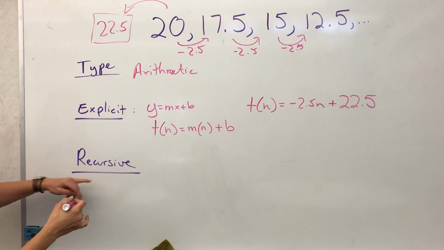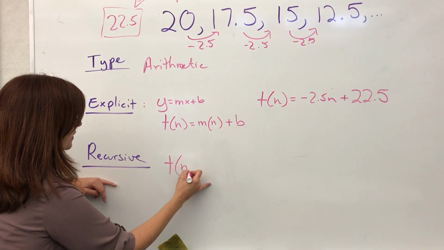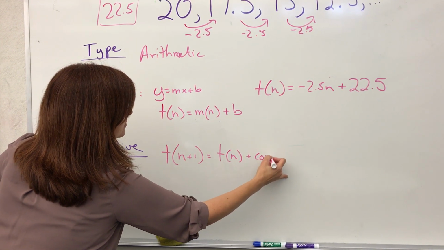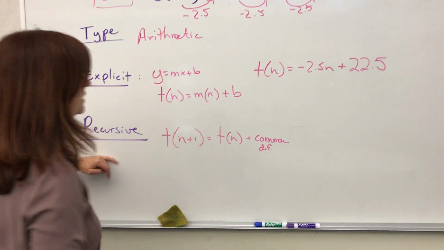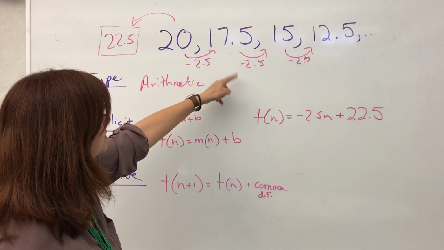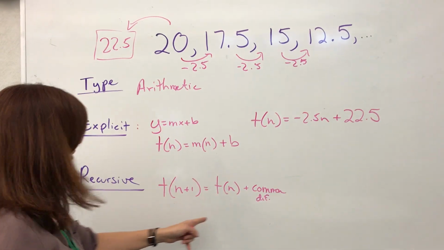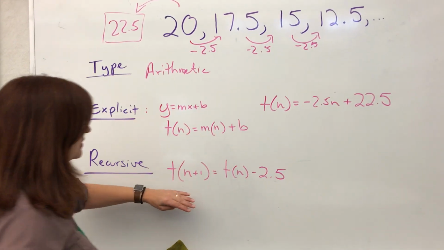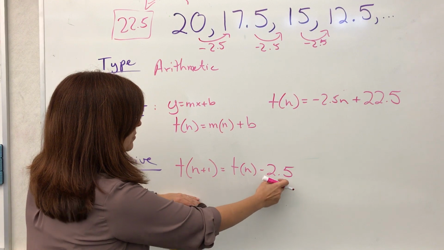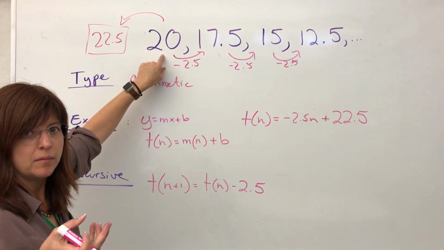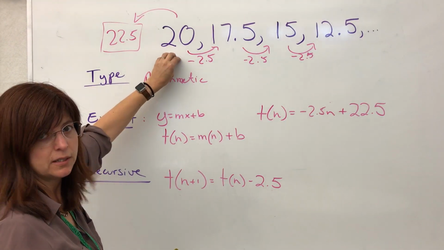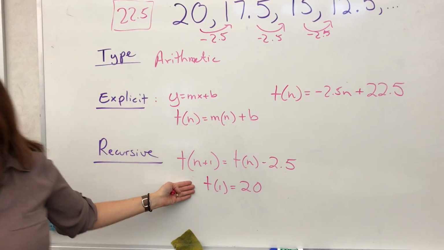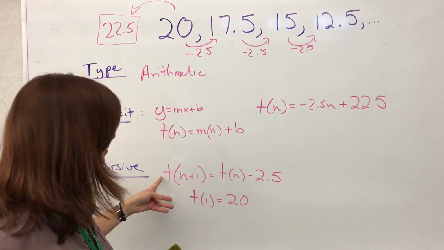And then recursive is, the form is t of n plus 1 is equal to t of n, and then we're going to add our common difference. Today in class we did an increasing sequence, but this is a decreasing sequence, so I'm subtracting 2.5 each time. So this will be a negative number here. This could be any sequence that has a difference of 2.5, so I want to anchor it to this one by naming at least one of the term numbers. I might as well name term 1 is equal to 20. This combination of these two equations is going to be the recursive equation.